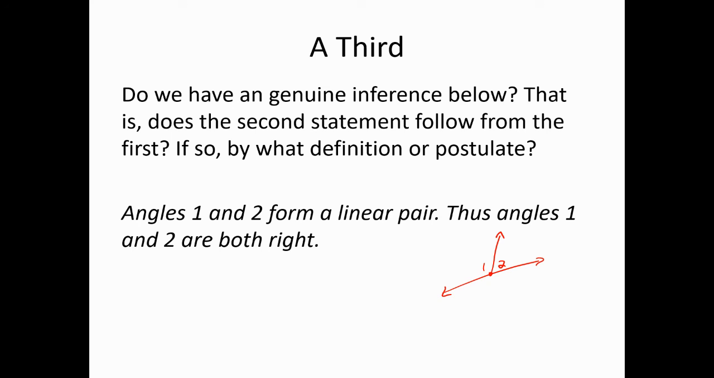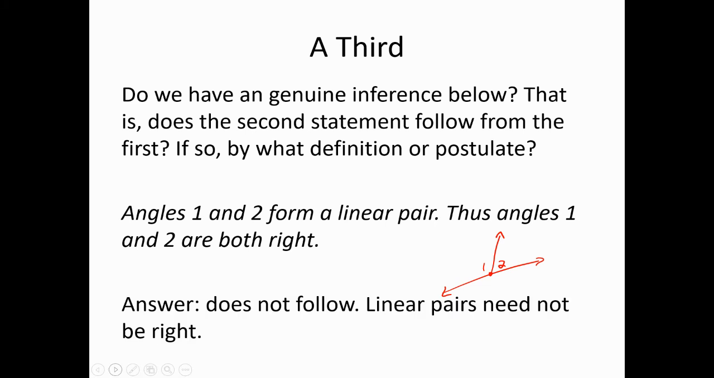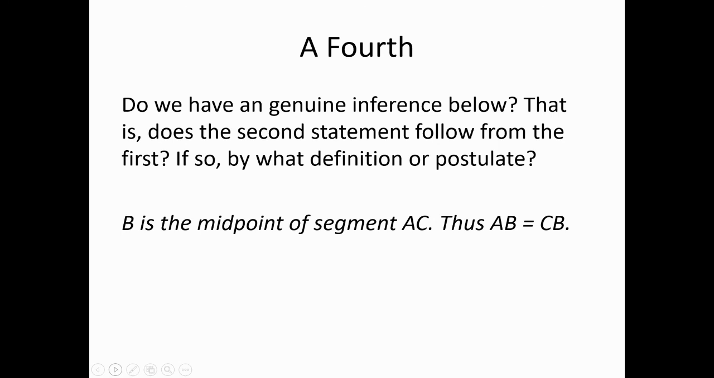For instance, angles 1 and 2 could be, I don't know, 120 and 60 degrees, right? And then, of course, it would still be a linear pair. That is, it would still be straight. So that second statement, the one after the thus, simply does not follow. There is no reason to assume that angles 1 and 2 must be right. So linear pairs don't have to be right angles. That doesn't follow.